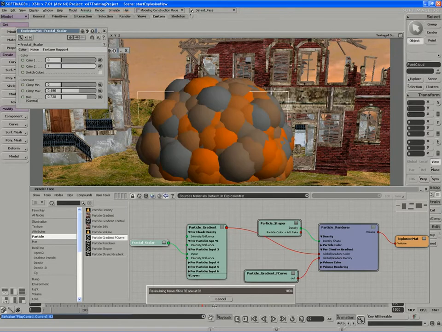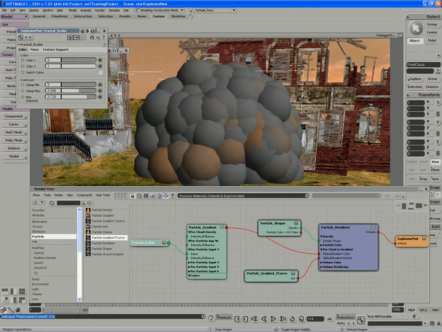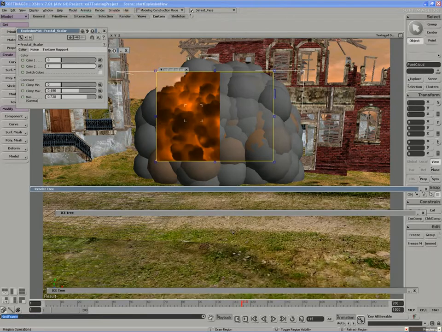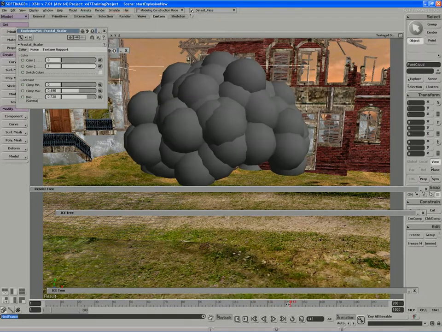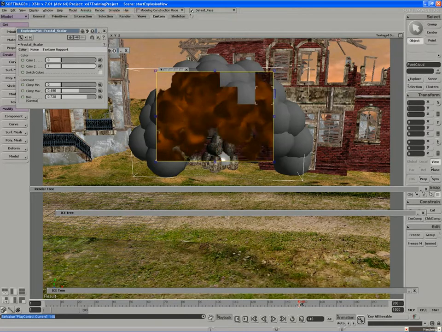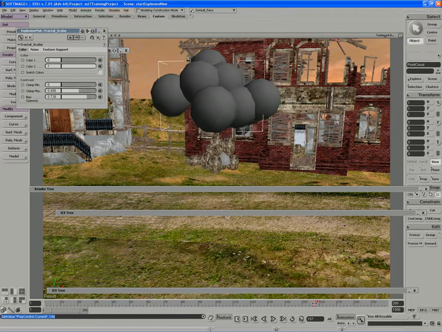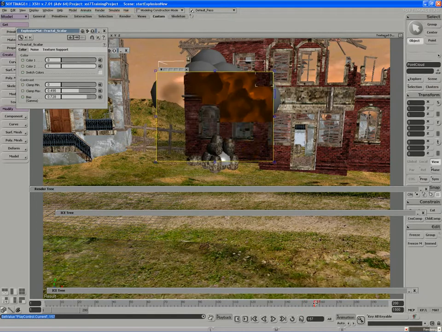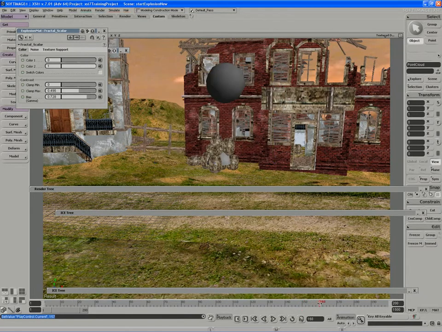So if I check out the last few frames of the simulation, we've got a trend moving towards blackness as the particles slowly fade out to nothing.